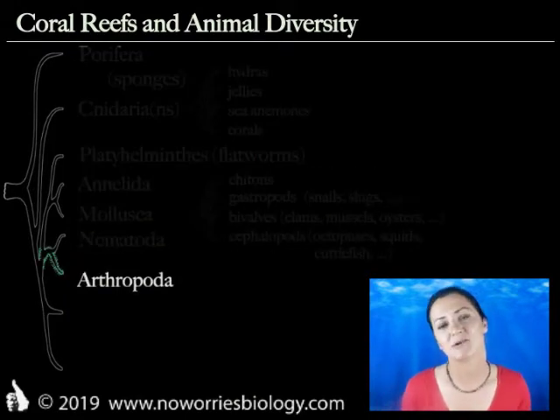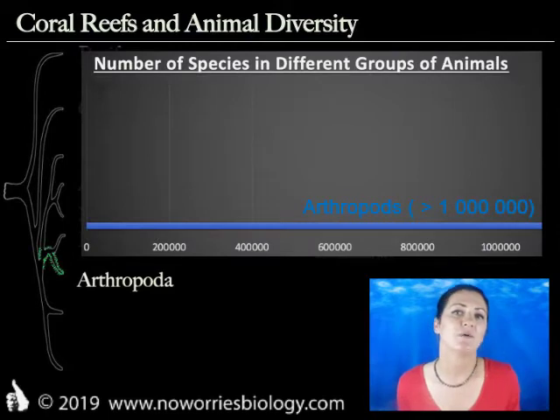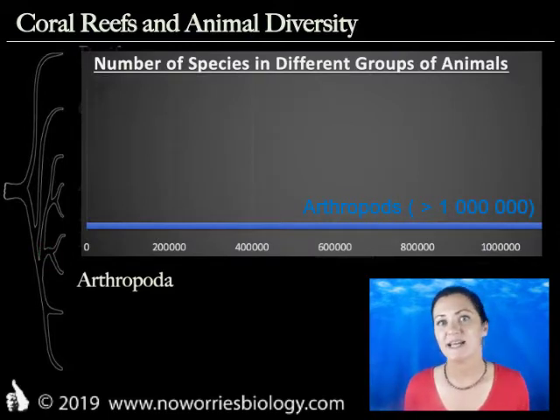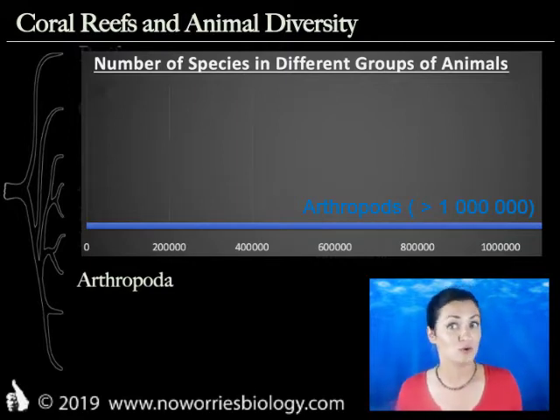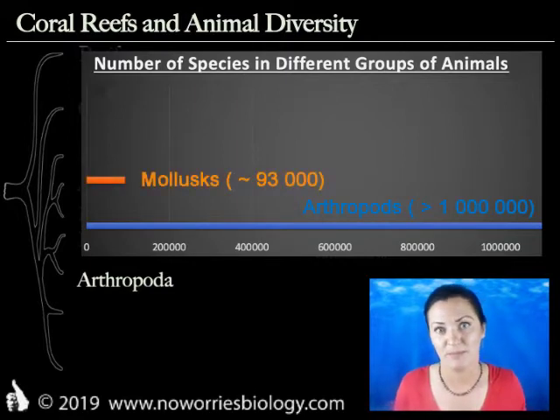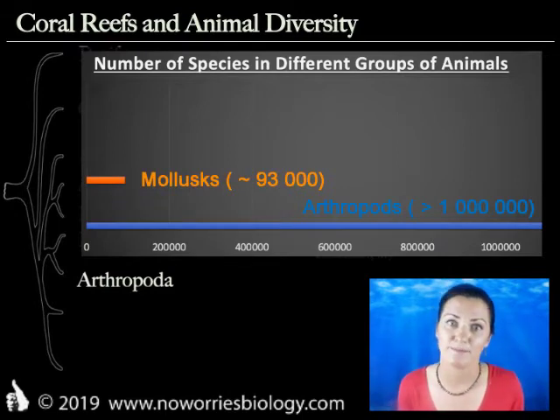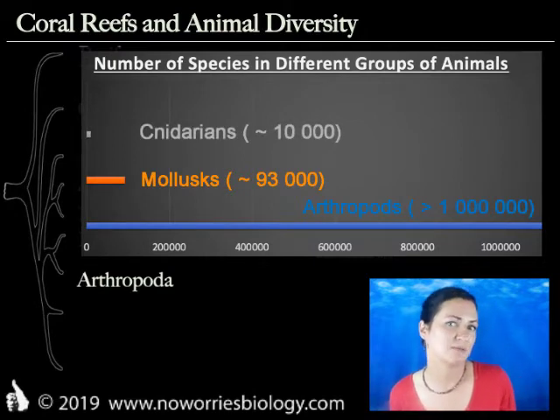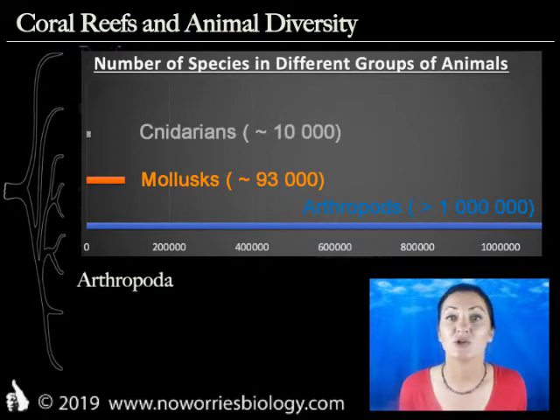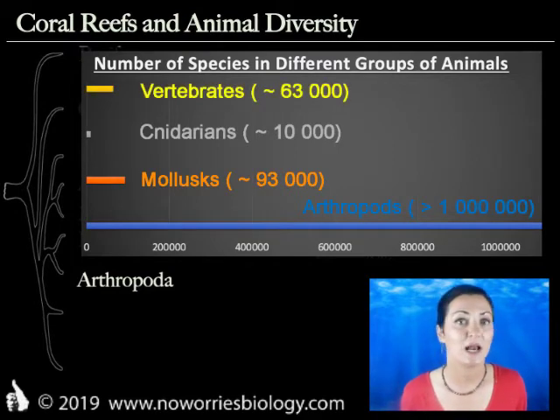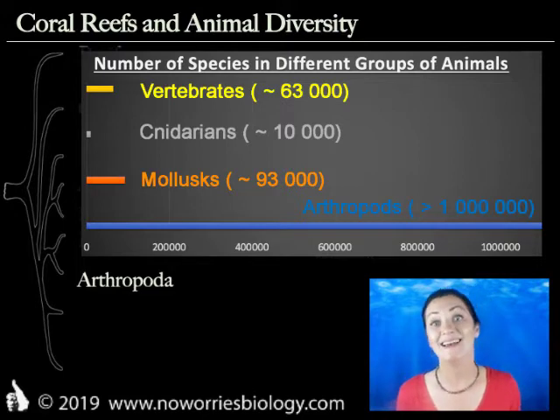With more than 1 million described species, this phylum is incredibly diverse. More than 10 times as many species are found in the phylum Arthropoda as are known to us in the phylum Mollusca, for example, and more than 100 times as many species as in the phylum Cnidarians. And even though we haven't talked about vertebrates yet, it is also about 20 times more than all the fish, amphibia, reptile, bird, and mammal species combined. So arthropods form a very important and highly successful phylum.